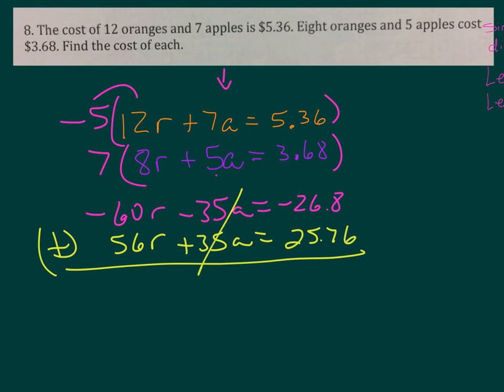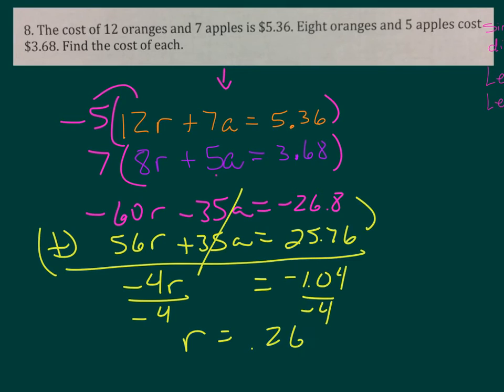Now, if you notice, I can now add the bottom one because the apples are going to cancel out. Negative 60 oranges plus 56 is negative 4R, equals, now when I add these two right here, I end up getting negative 1.04. So notice all those big numbers are now gone. If I divide by negative 4, I get R is equal to 0.26. What that means is the oranges cost 26 cents. Well, that kind of makes sense.